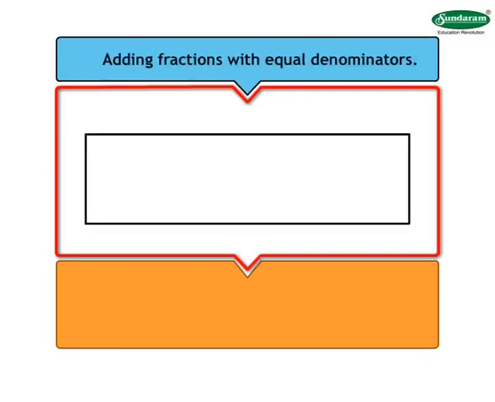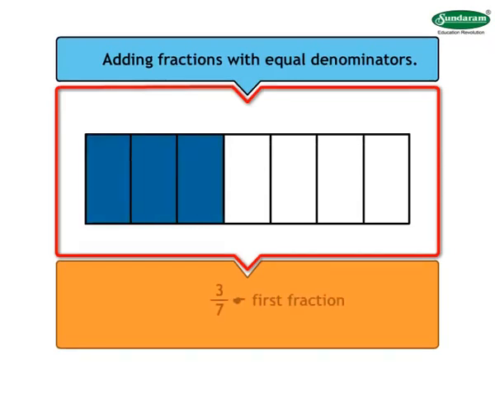See the figure alongside. As you can see, the figure has been divided into 7 equal parts. So the denominator here will be 7. The first section in the figure shows 3 parts out of 7. That is, 3/7 is the first fraction. The next colored section shows 2 parts out of 7. Thus, the second fraction is 2/7.